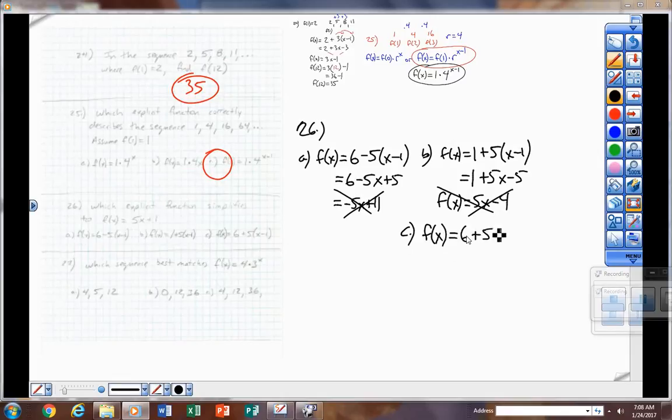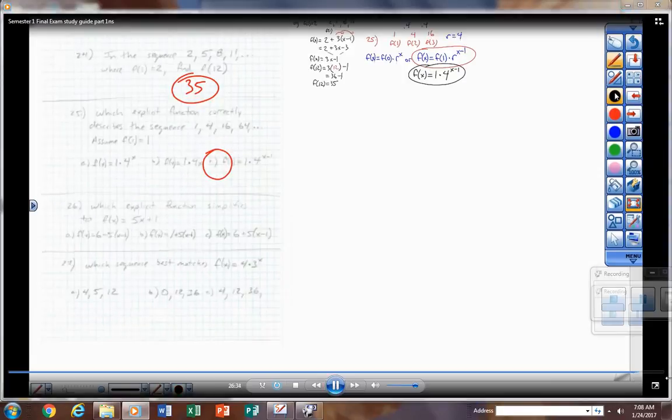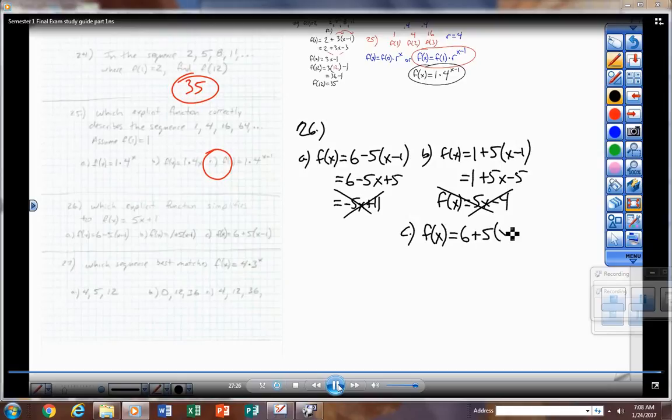So again, that is a bad choice. This problem right here, when I distribute that 5 times x minus 1, I get 5x minus 5. I will go back to that, I promise. And again, choice C is the only one that distributes to give you 5x minus 5 and just combine with that 6. So that would be choice C for that problem for 26.